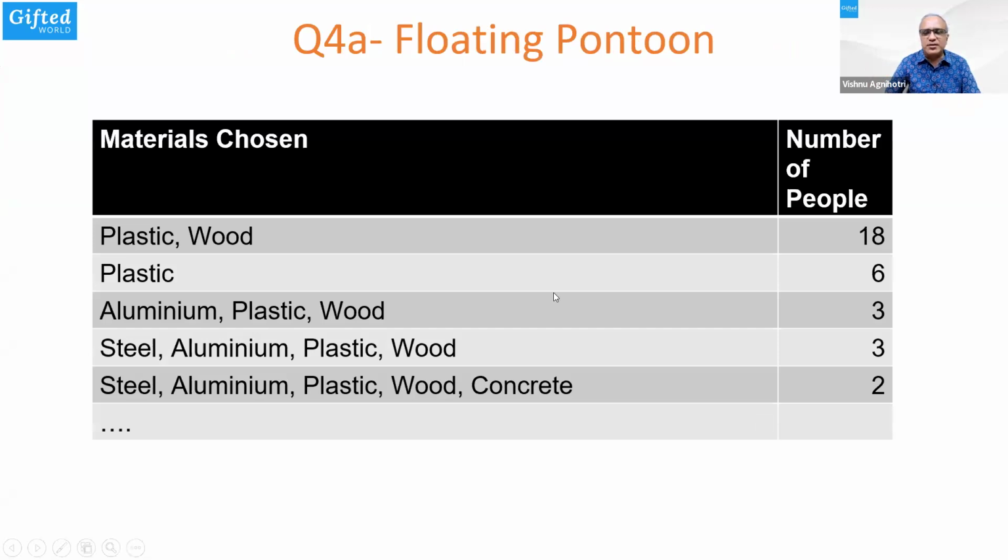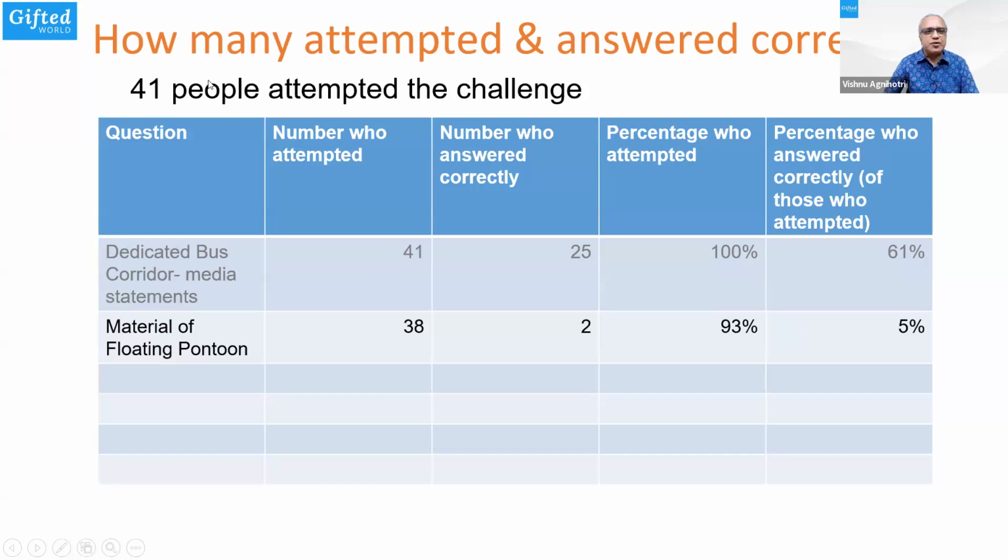So in the quiz on the Google form, the responses were similar. So very few actually got the correct answer, because it is a tricky question. So how many attempted? Almost everybody attempted, but only 5% got it correct in the Google form quiz.